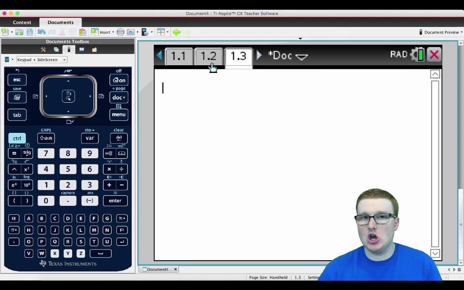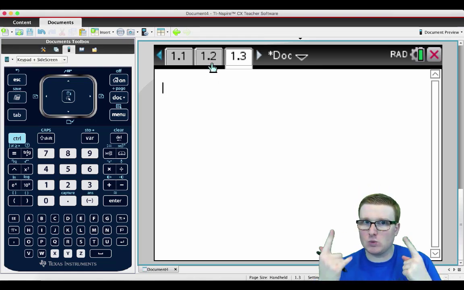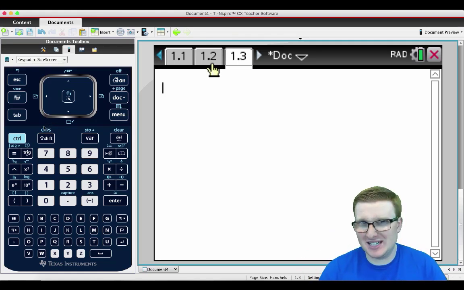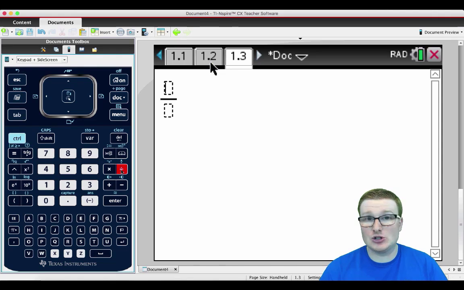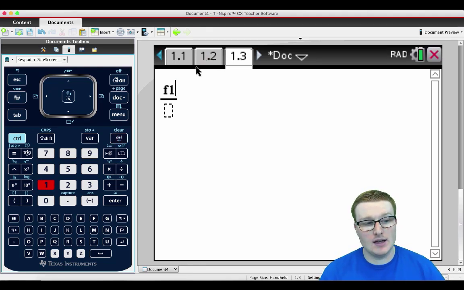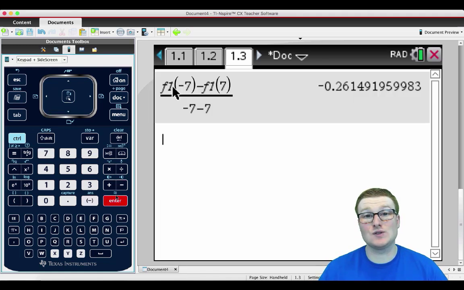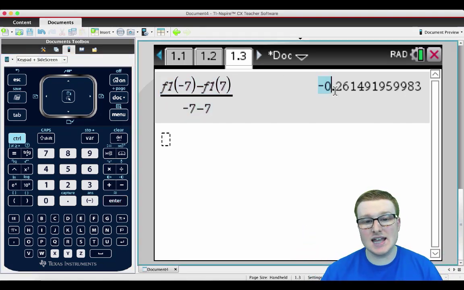I'm going to find the average rate of change. You know that the average rate of change is the change in y over the change in x: y2 minus y1 over x2 minus x1. What I'm going to do is this. Do control divide. Type in F1, because it's stored in F1. F1 of negative 7 minus F1 of 7 divided by negative 7 minus 7. And look at what it does for you. It actually calculates the slope that you need. Your answer is negative 0.26.